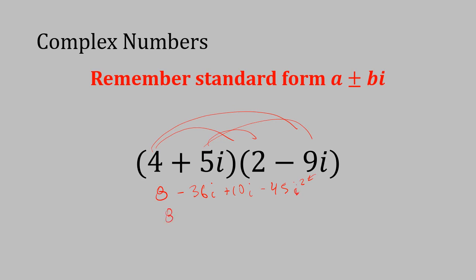So we have 8 minus 36i plus 10i is negative 26i. And then this negative 45, this is negative 1 here, right? So negative 45 times negative 1 is positive 45. So we end up with 53 minus 26i. We always want to leave it in this form where we write the real component first and the imaginary component second.